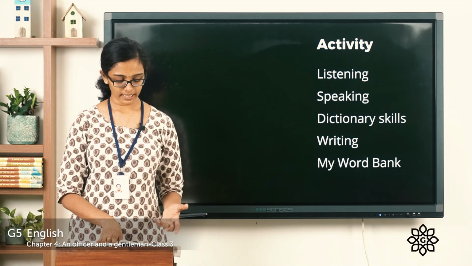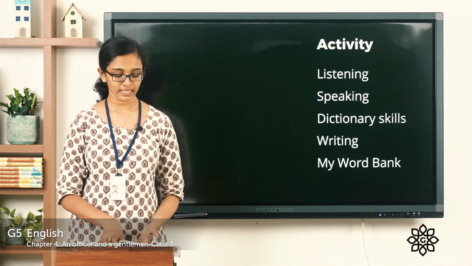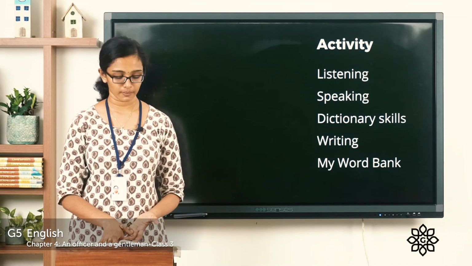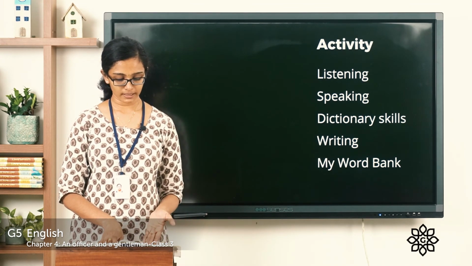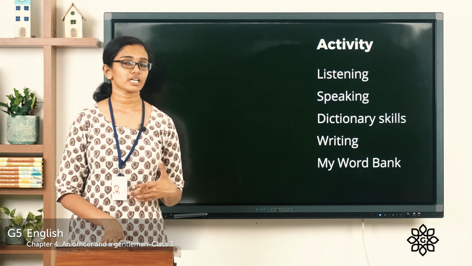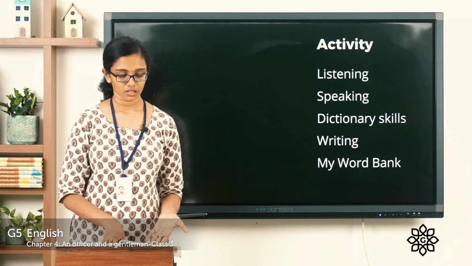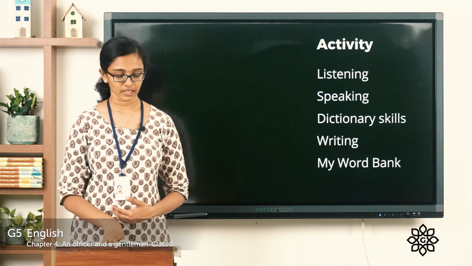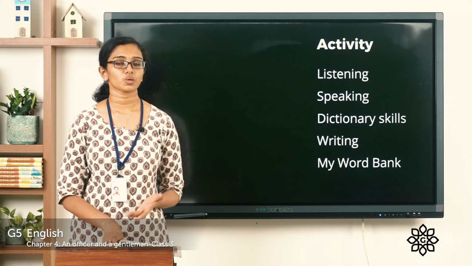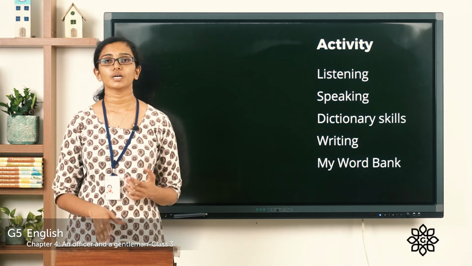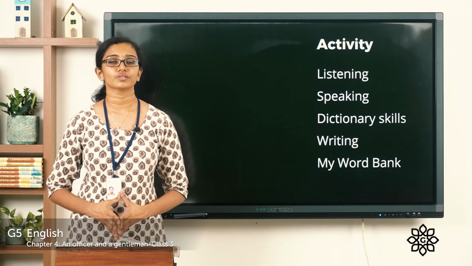Now below that exercise on page number 58 itself, you can see My Word Bank, where you are supposed to fill in the blanks with the words that you've learned in this chapter. Go through the story once again and you can fill in the missing letters there. So once you're done with all these activities, please do take a picture and send it to us through Teams.